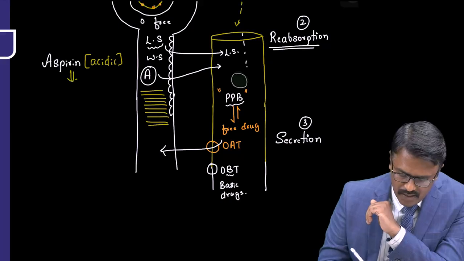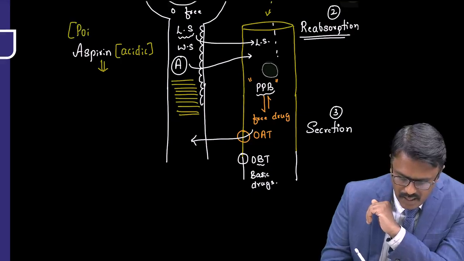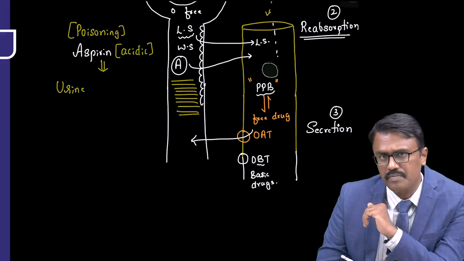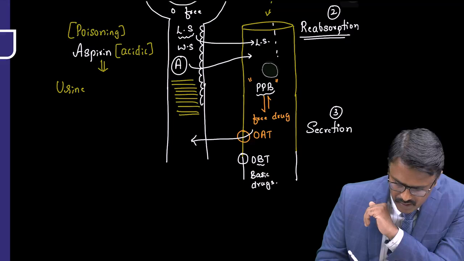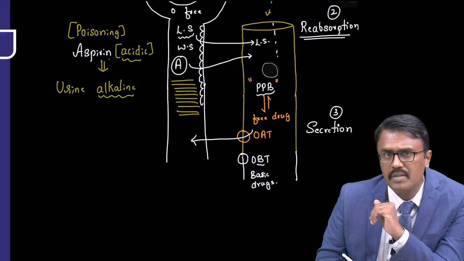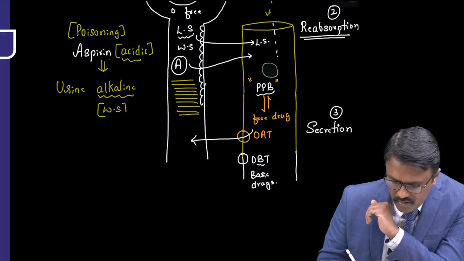In aspirin poisoning, aspirin is an acidic drug, what should you do with the urine so that it is not reabsorbed? Now you have to make the urine alkaline. Why? If you keep aspirin, an acidic drug, in alkaline medium, what happens? It is ionized. Ionized means water soluble, and if it is water soluble, it will not be reabsorbed.